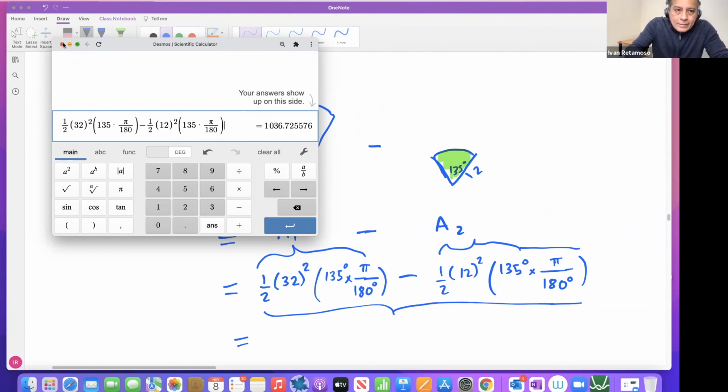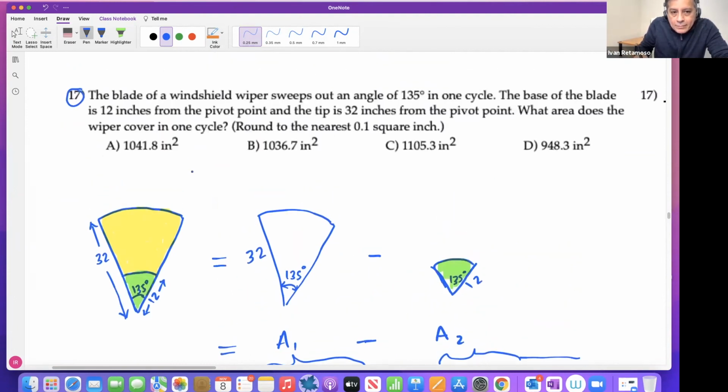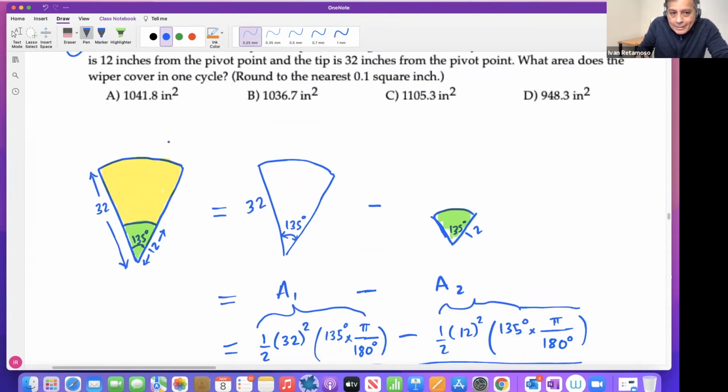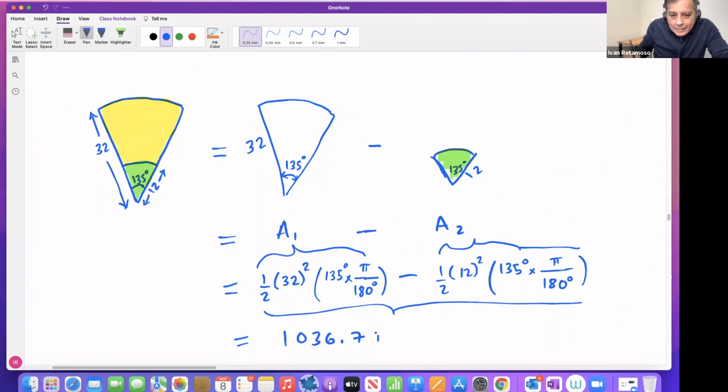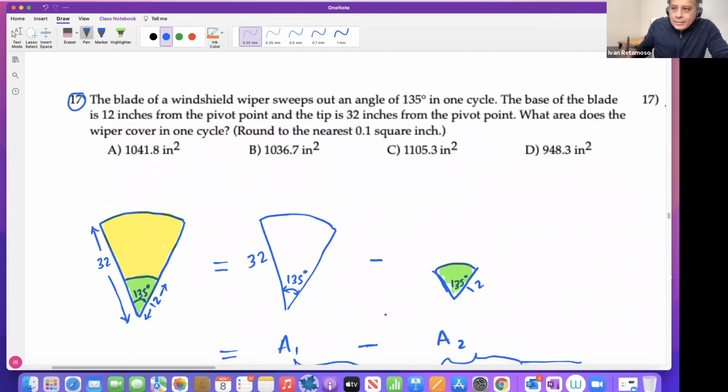So 1036.7. In the end, feel free to attach the units. We were measuring length in inches. So this area should come out in square inches, right? Very good, guys. So this should be the answer. So look for it through the choices. And it appears here, choice B, right?